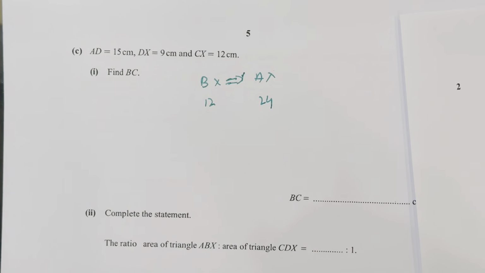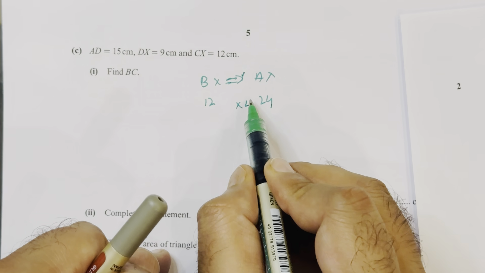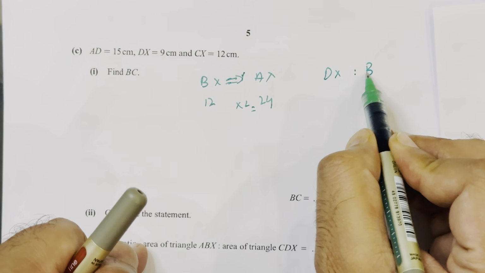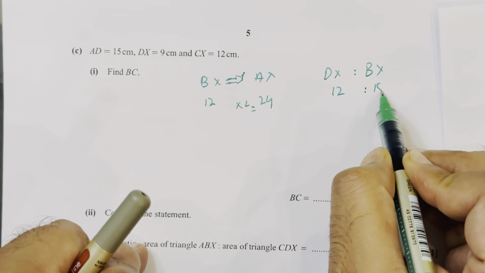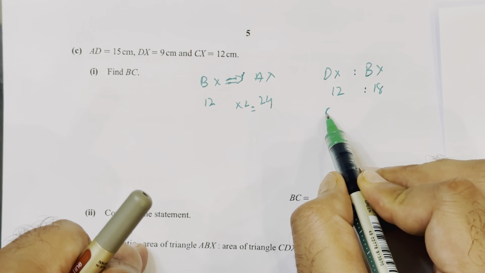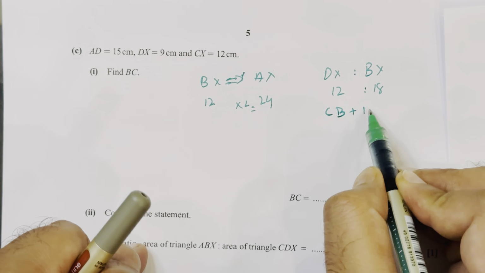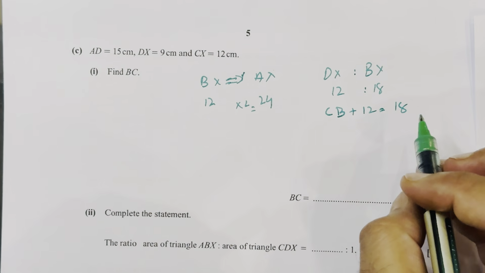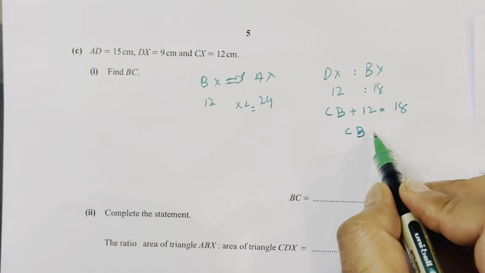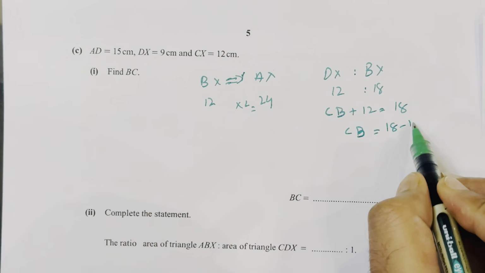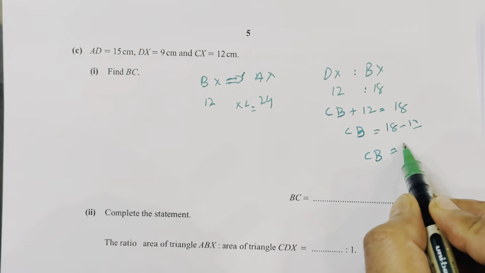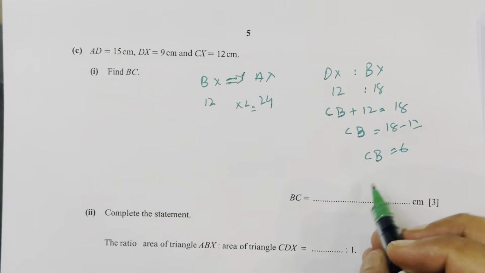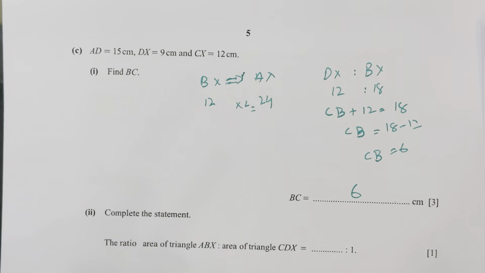So the value of BX is, by multiplying by 2, 24, and the ratio between DX ratio BX is equal to 12 ratio 18, and we already know that CB plus 12 is equal to 18. The whole value is 18. Then BC is equal to 18 minus 12, that is equal to 6. So this is how we have found the value of BC, that is equal to 6 centimeter.